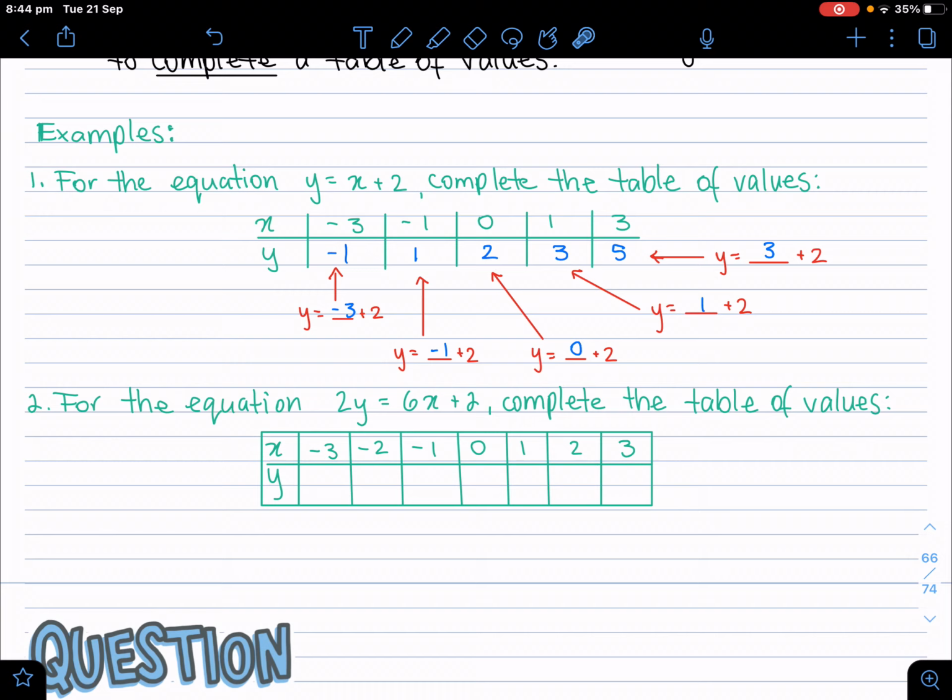So you can see x and y, we call them variables. They keep changing. Depending on what x is, y will change. Let's make it a little bit harder. Let's look at example 2.